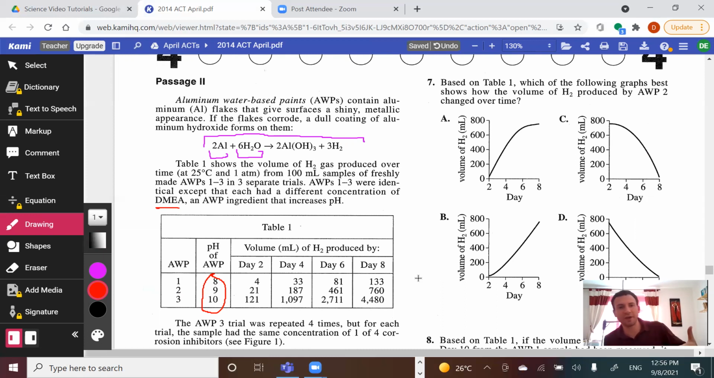Okay, and we know that the higher the pH you have, the more basic you become, right? And a low pH is acidity.